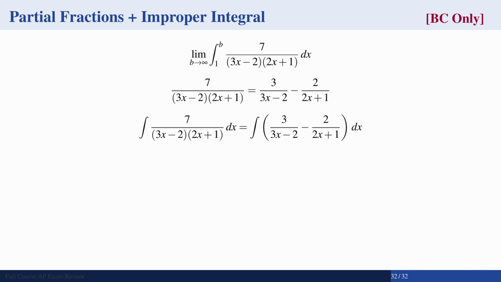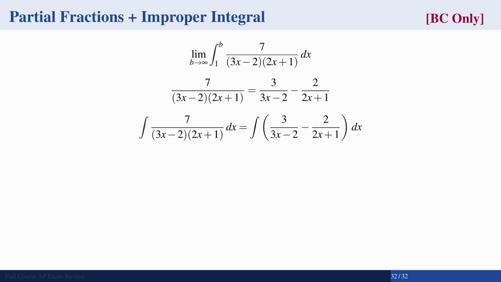And then sometimes you're going to have to use partial fractions and an improper integral. And so you're going to get some natural logs. So I'm not going to talk all the way through this. We have the limit as b approaches infinity, the integral from 1 to b. So I've already set it up so that I can get the points. 7 over 3x minus 2, 2x plus 1. I did the partial fractions. I got 3 over 3x minus 2 minus 2 over 2x plus 1. I rewrote it as a broken up integral.